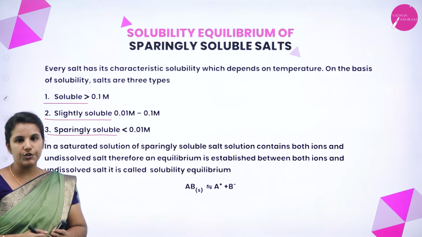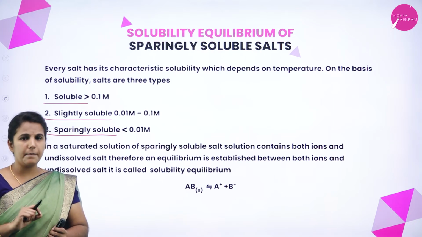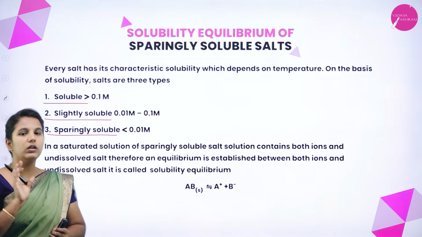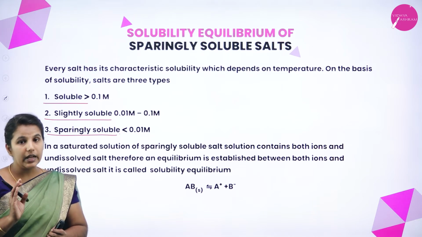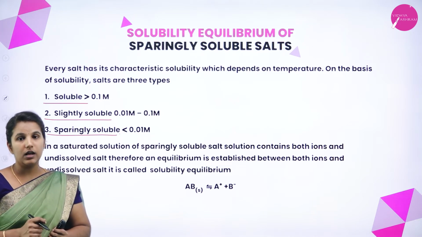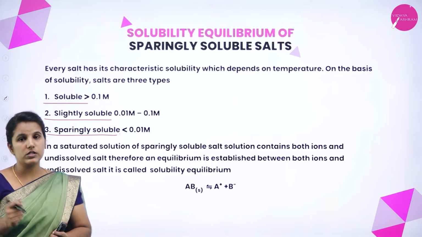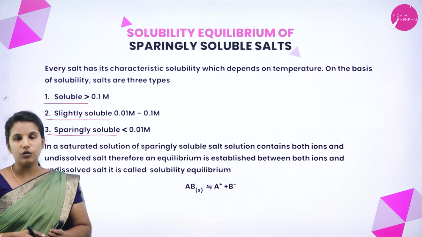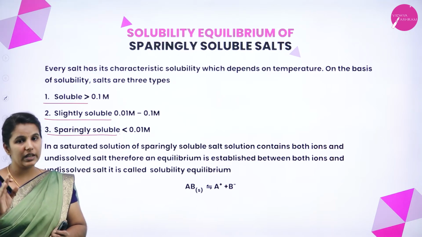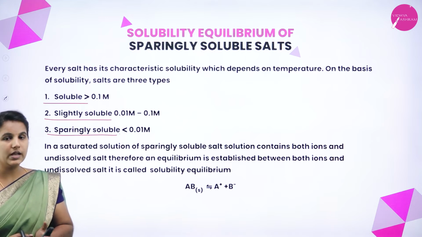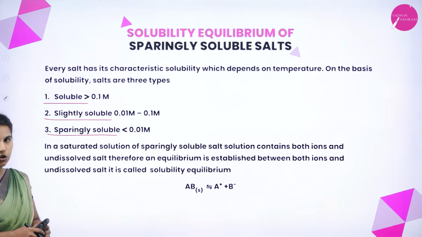a sugar solution. But at a particular room temperature, if you add more sugar solute, it does not dissolve in water. So, such solutions are said to be a saturated solution. In that solution, you can see that the undissolved sugar will be left behind at the bottom of the solution. So, based on this, you can say that the salts are of three types: soluble salts, sparingly soluble salts, and slightly soluble salts.